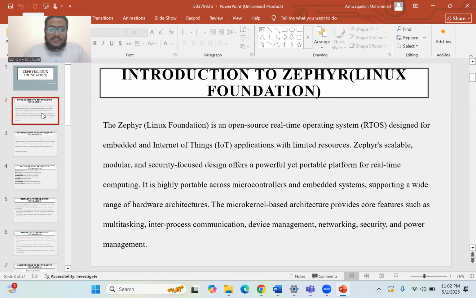The Zephyr Linux Foundation project is an open source real-time operating system designed for embedded and Internet of Things applications with limited resources. Zephyr's scalable, modular, and security-focused design offers a powerful yet portable platform for real-time computing. It is highly portable across microcontrollers and embedded systems, which supports a wide range of hardware architectures. The microkernel-based architecture provides core features such as multitasking, inter-process communication, device management, networking, security, and power management.